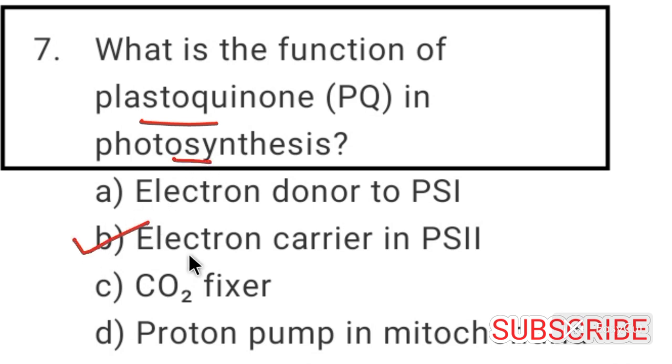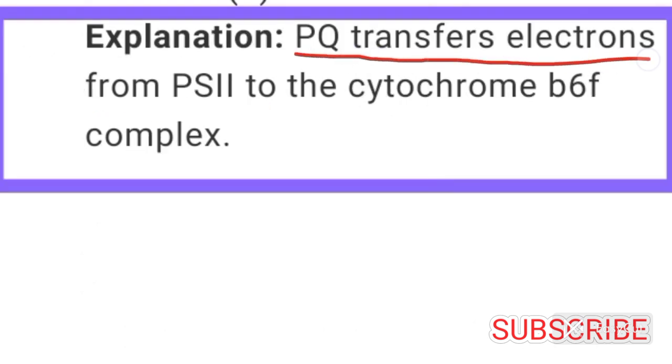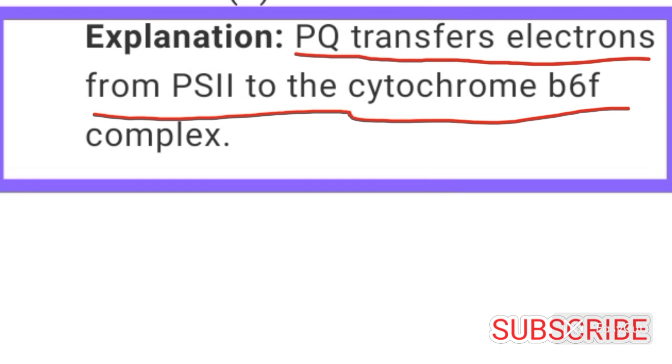Answer B is correct for question number 7. Electron carrier in photosystem 2. Plastoquinone is an electron carrier in photosynthesis. It transfers electron from photosystem 2 to the cytochrome B6F complex and moves protons into the thylakoid lumen. This helps create a proton gradient which powers ATP synthesis. So, plastoquinone transfers electron from photosystem 2 to the cytochrome B6F complex.